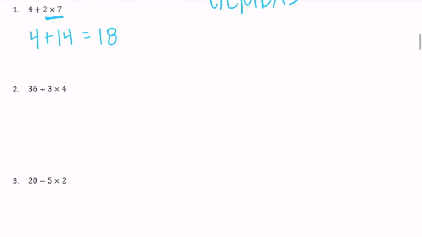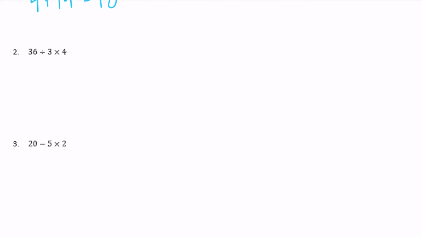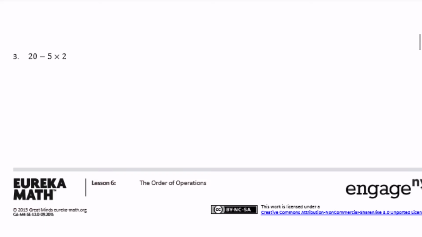The next one, 36 divided by 3 times 4. So we do multiplication or division, whichever one comes first. So since the division problem comes first, we're going to do 36 divided by 3, that's 12. And do 12 times 4 is equal to 48. 20 minus 5 times 2. So here, we have to do multiplication first. So we have 20 minus 10 is equal to 10.